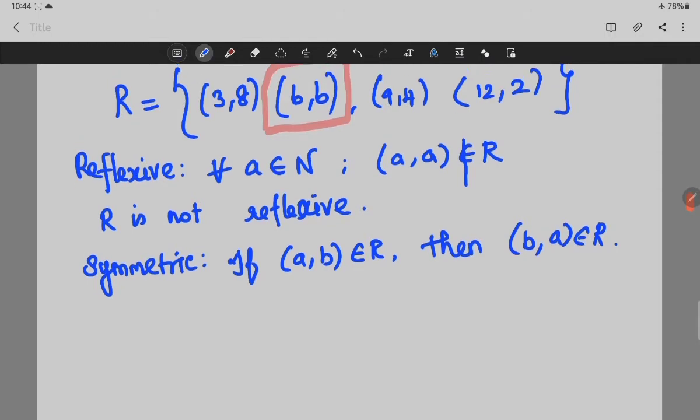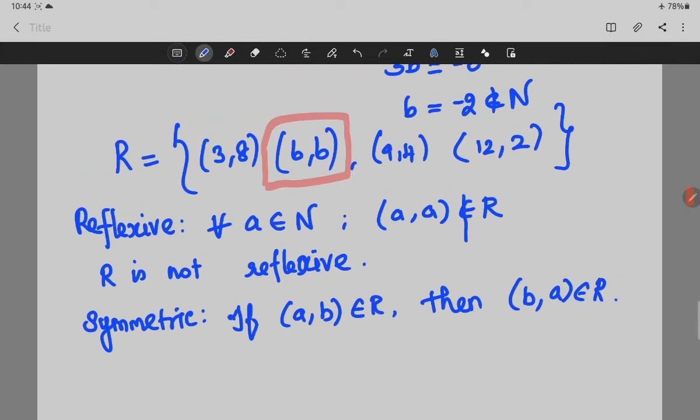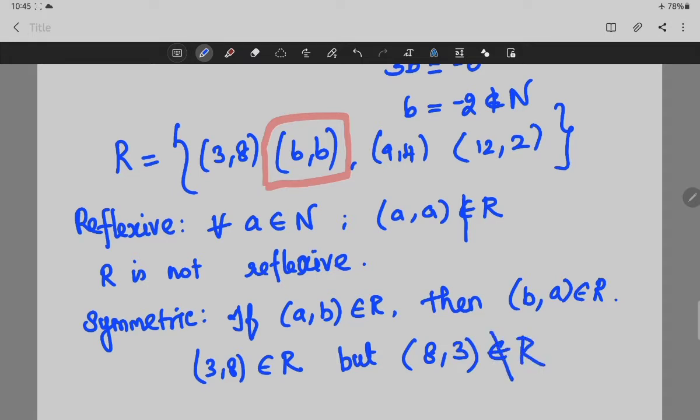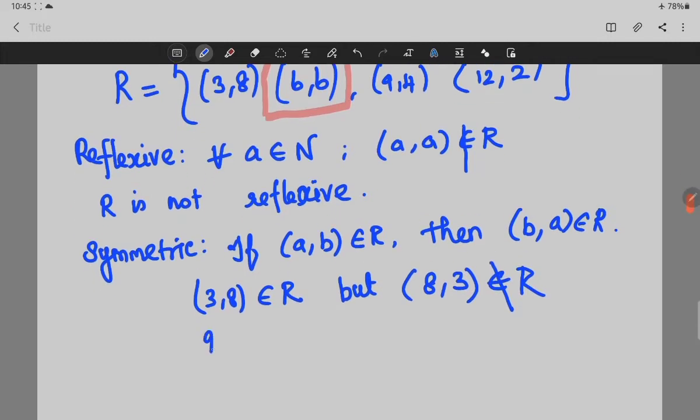I'll consider the first element. What is it? It is (3, 8). So here (3, 8) belongs to R, but what is not there? (8, 3) does not belong to R. And if you consider the next element, (9, 4) belongs to that relation. If it is symmetric, you should have (4, 9). But (4, 9) does not belong to the relation.